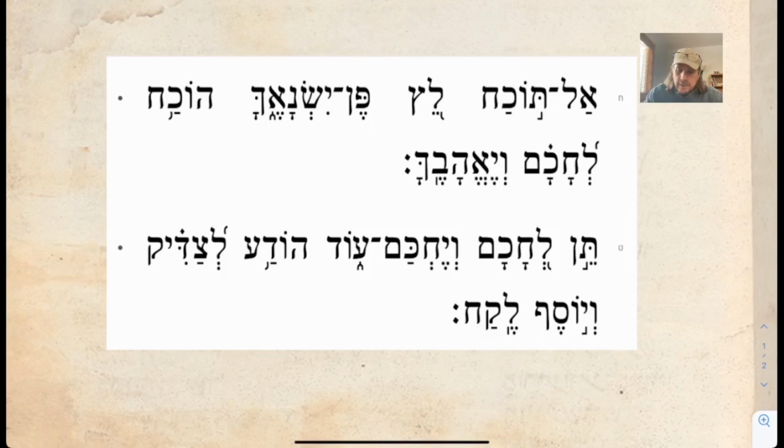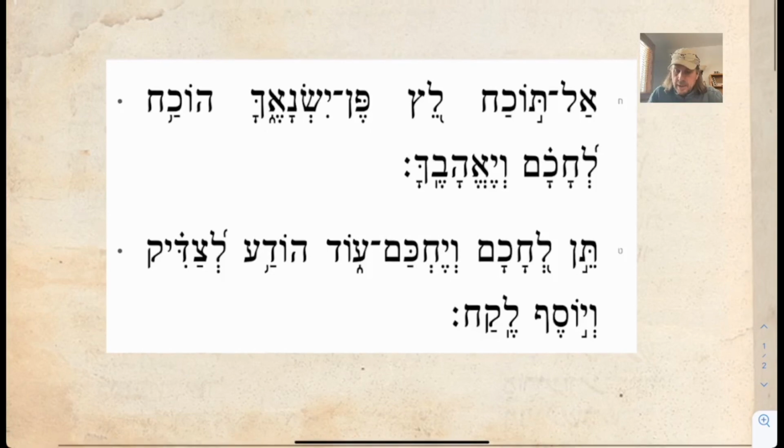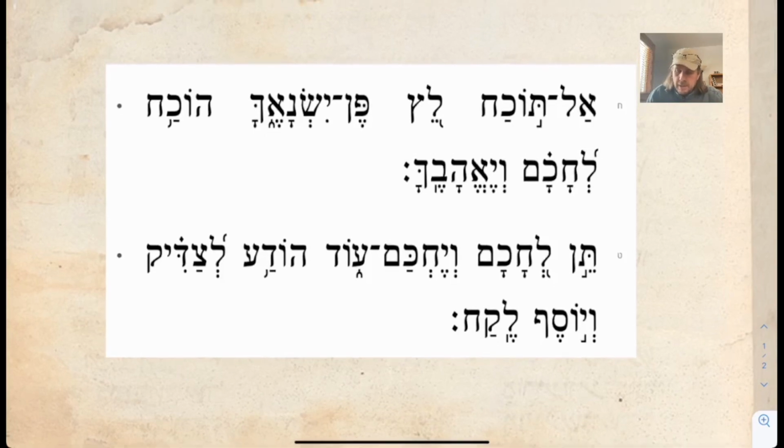But here we go. So we begin here with the upper right, which is al tochach leitz. So there's our first line right there. Al tochach leitz. Well, al means don't, or not. Tochach means reprove.